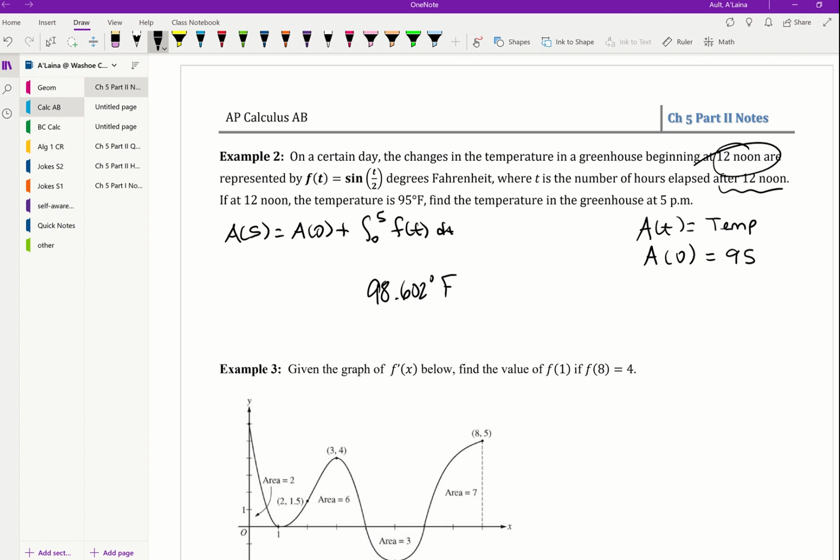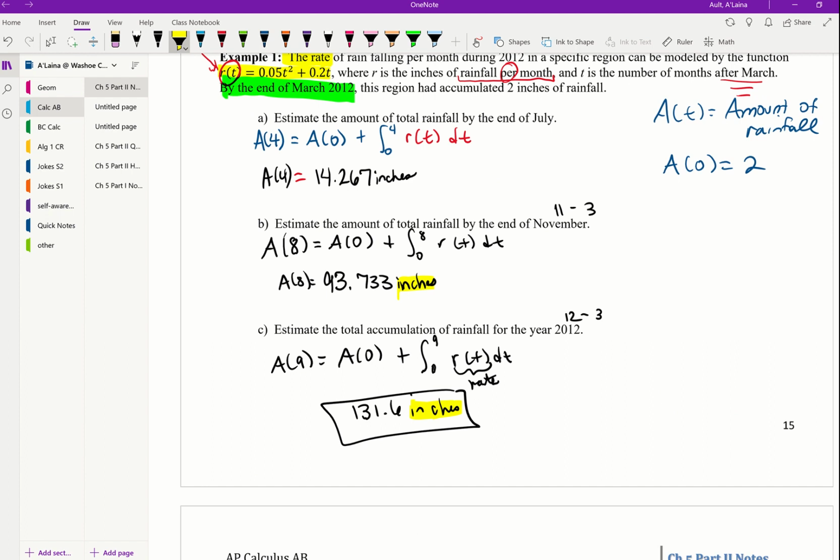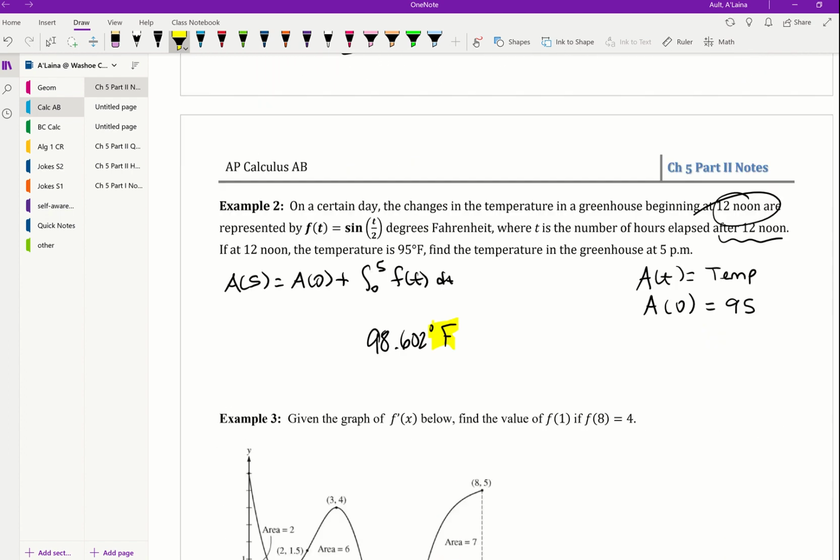Units are required, by the way. All of these are word problems. They have units on here. We are finding amounts, not rates. So please notice I never have inches per, just inches.